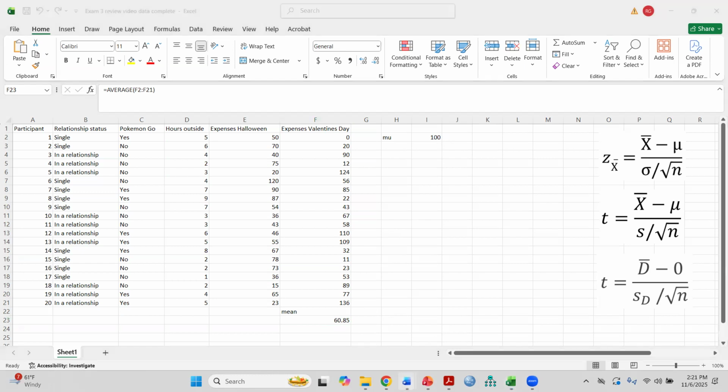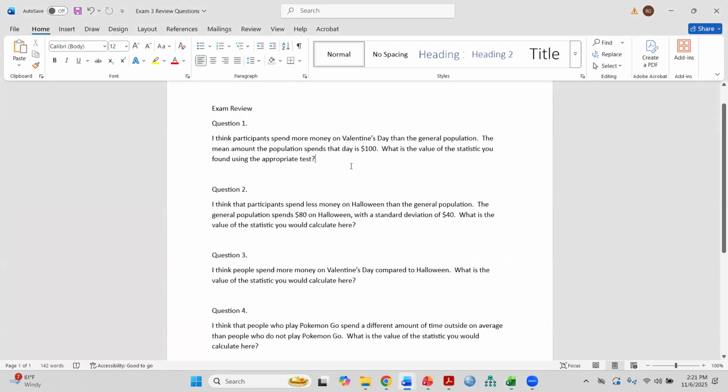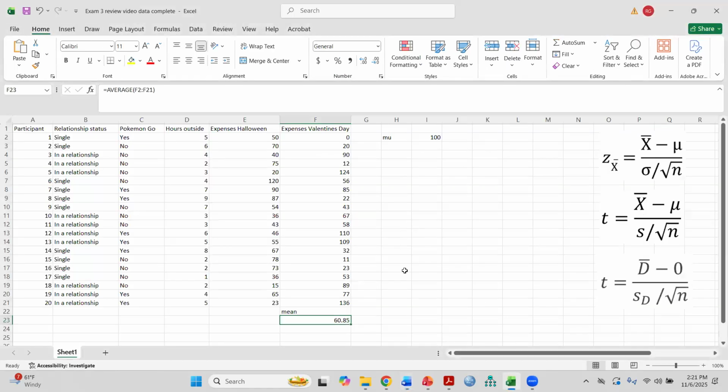We already know that my hypothesis is kind of shot, right? Because I thought that our participants would spend more money on Valentine's Day than the general population. But you don't just stop. You could actually figure out if those two numbers are still significantly different, just maybe in the opposite way that you predicted. So let's find out if that's the case. So what do I need to do? Well, first of all, we have the sample mean, we've got the population mean.